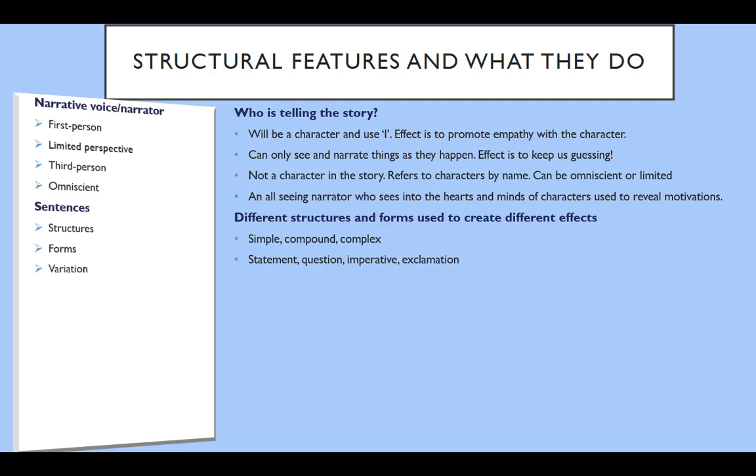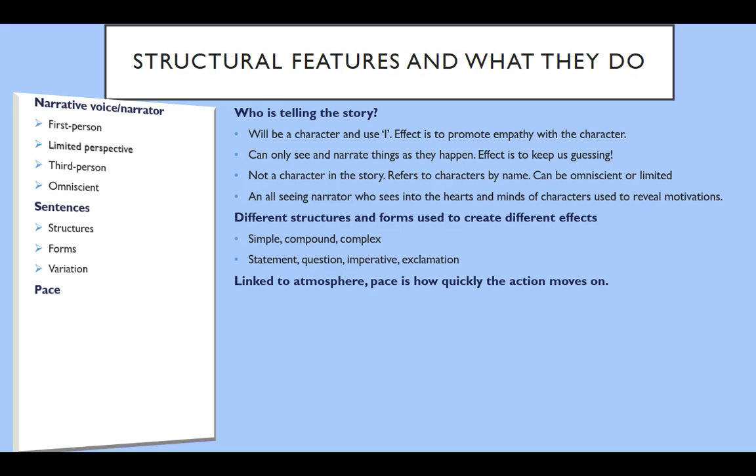So if you have a character that uses lots of simple sentences expressed in the form of an exclamatory, then what does that suggest about that character? What does it suggest about their intelligence, about their attitude, about their personality? Look at the sentence structures and the forms and think about why the writer is choosing to use those particular forms.